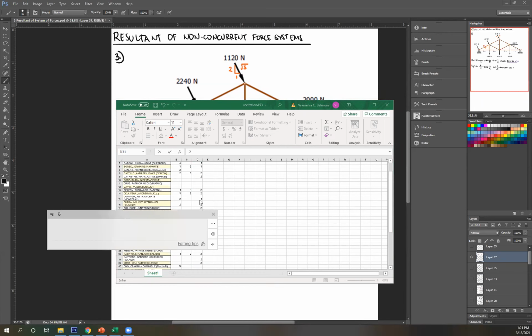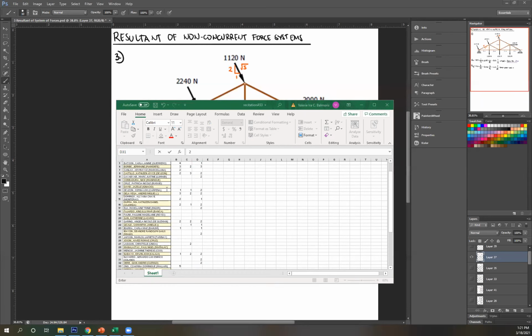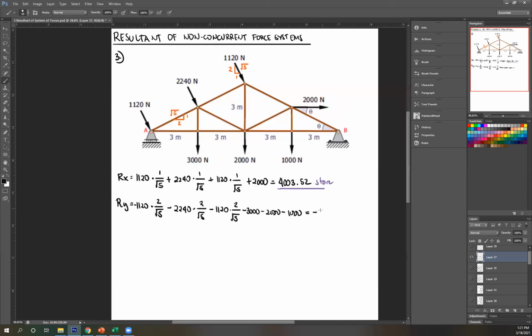So negative 10,007.03. Once again, store. Solve for R. What's the answer?